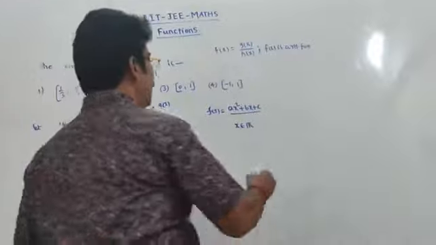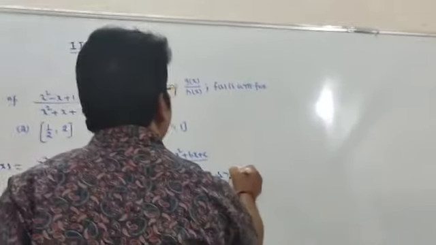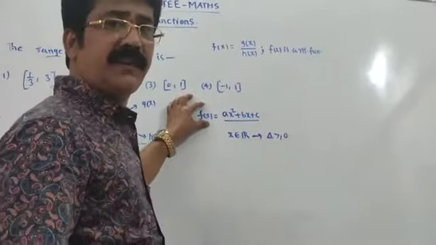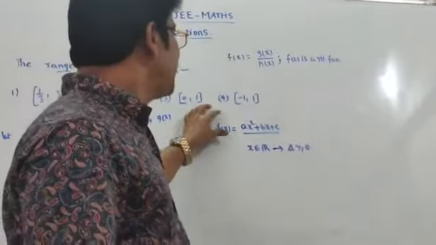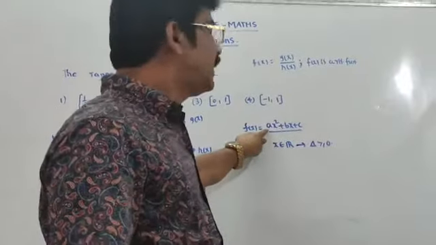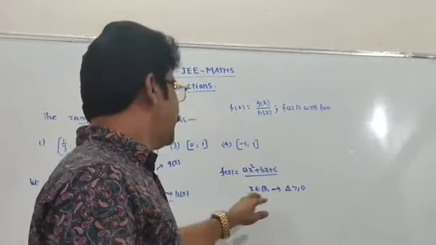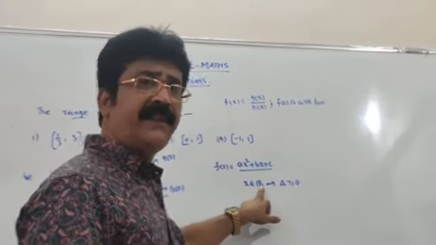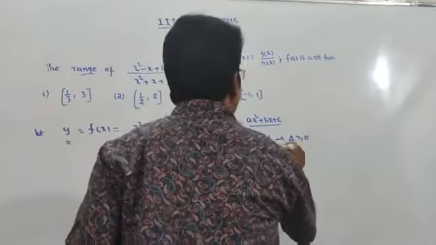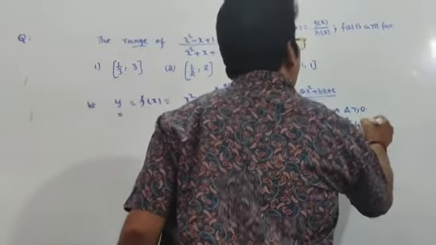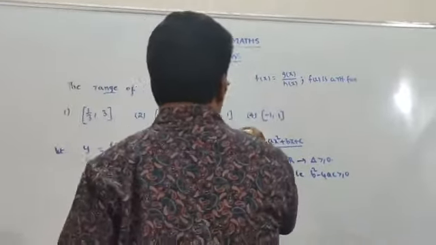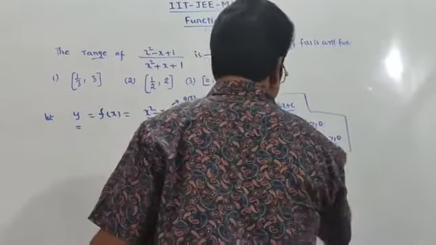If the roots are real, then definitely delta is greater than or equal to 0. This is the key point. Once again, if a quadratic function or expression f of x equals ax square plus bx plus c, then x is called the root of f of x equals 0, and if the roots are real, then definitely the discriminant delta is greater than or equal to 0. Discriminant means b square minus 4ac greater than or equal to 0. So this is the heart of this question.